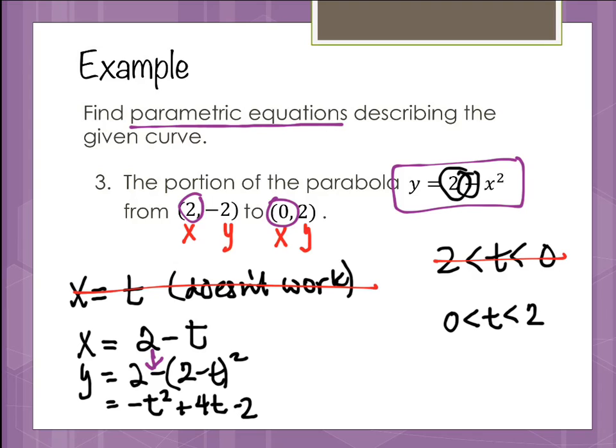So I'm going to write over here, after I've done all this work, that the parametric equations, at least a set that works, are x equals 2 minus t, y equals negative t squared plus 4t minus 2, and then my t value is going from 0 to 2.